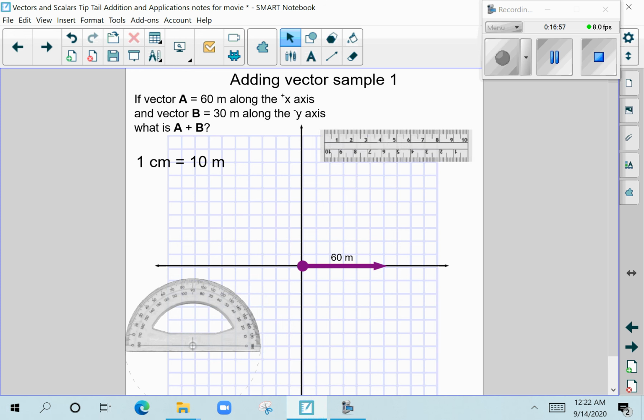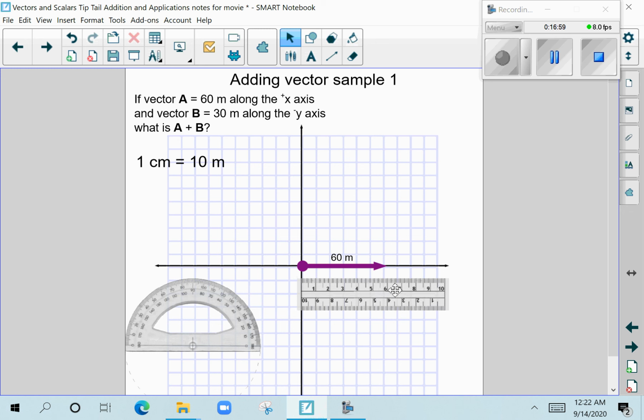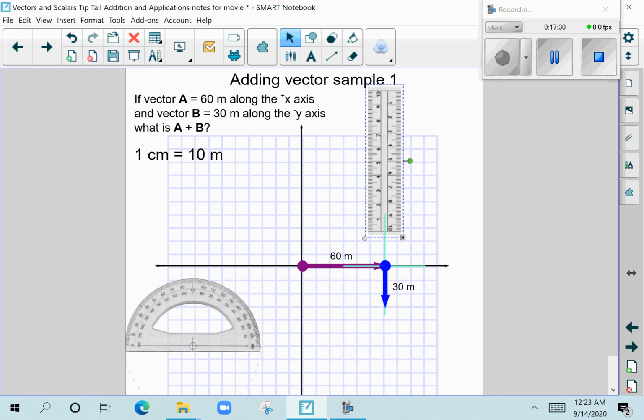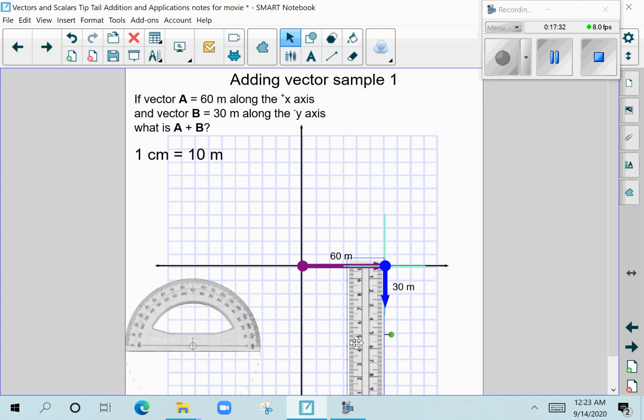So I'm going to use my ruler, starting at my origin. I'm going to draw out my first vector, which would be 60 meters, which is 6 centimeters, because 60 divided by 10 is 6. At the very tip of this vector, I'm now going to create an origin for my second vector. And then once I do that, I will draw out my next vector. So here I have my second origin, and I now draw out a vector that is going to be 30 meters, so that is 3 centimeters long. I'm now out of vectors.